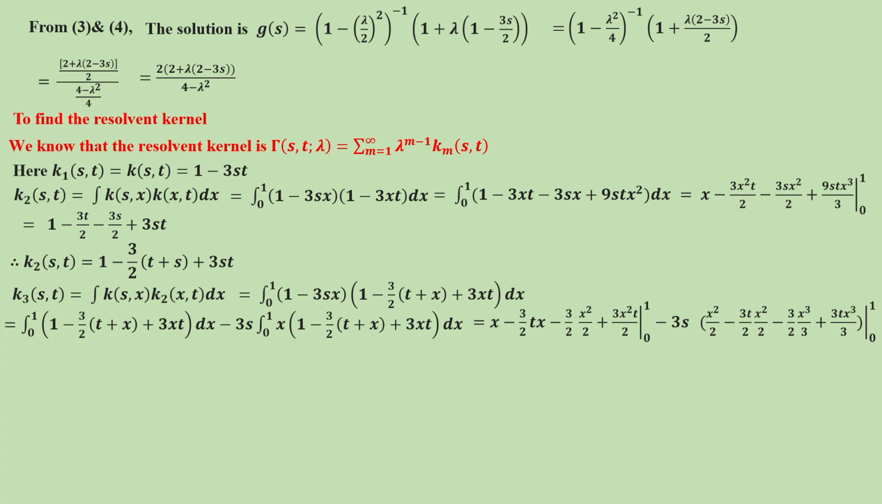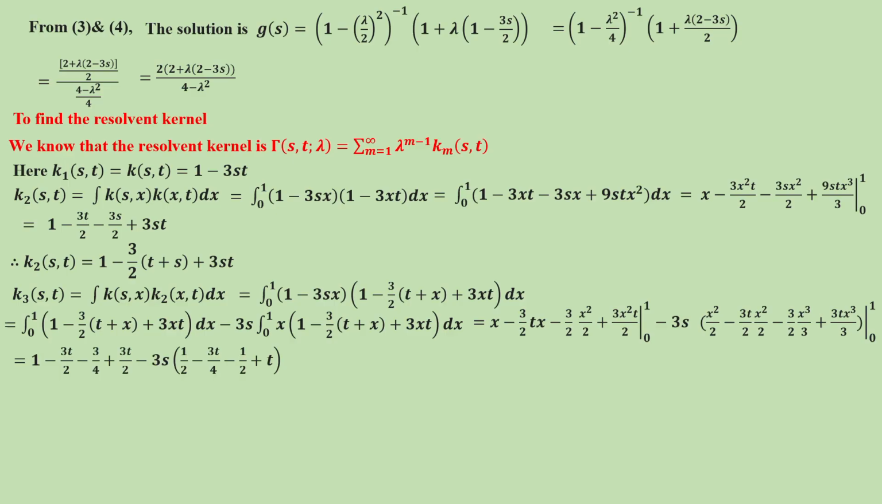So 3x minus 3/2 tx minus 3/2 x square by 2 plus 3x square t by 2, lower limit 0, upper limit 1. Similarly in the second one, minus 3s x square by 2 after integration, right? So you have to separate everything into individual integrals, then you integrate, you will get these terms, right? I am skipping those terms. Minus 3s x square by 2 minus 3t by 2 x square by 2 minus 3/2 x cube by 3 plus 3t x cube by 3, lower limit 0, upper limit 1.